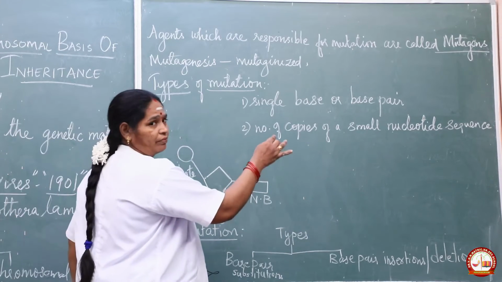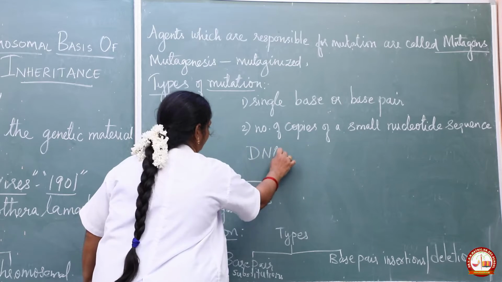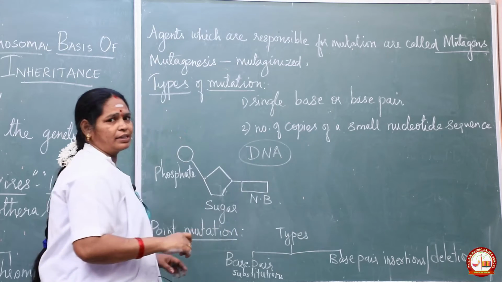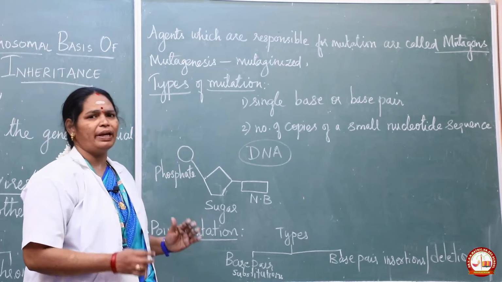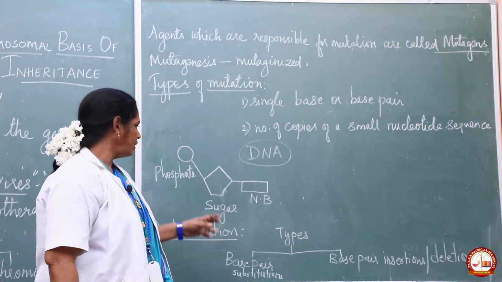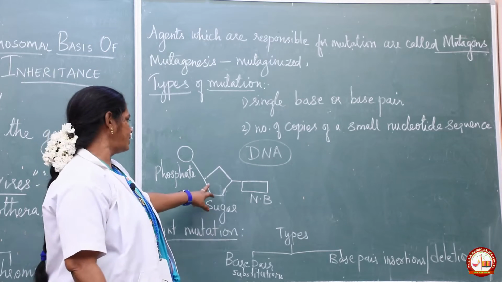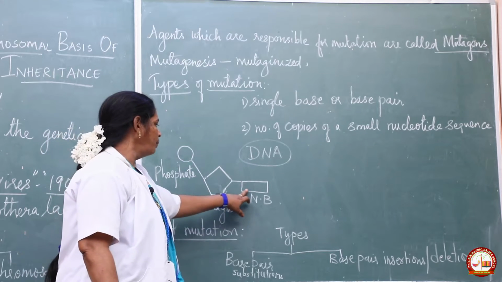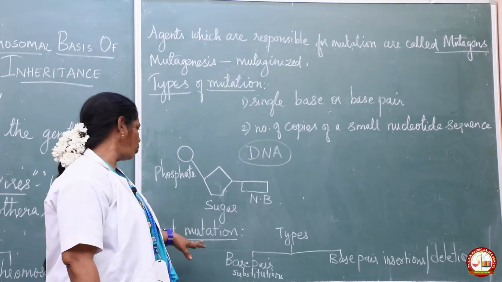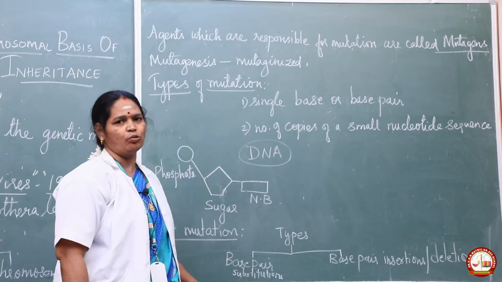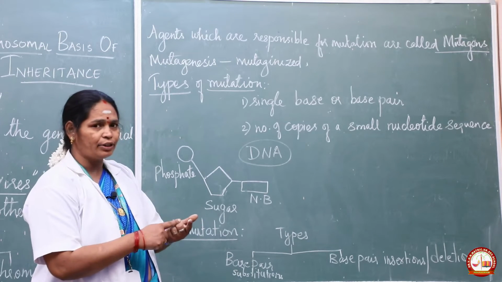What is a base pair? For that, we have to know the detailed structure of DNA. DNA is the hereditary material present in the nucleus, is it not, children? It is composed of many nucleotides. Here I have drawn a nucleotide. What is a nucleotide? A sugar combined with a nitrogenous base and a phosphate, together called a nucleotide. A sugar, a phosphate and a nitrogenous base.